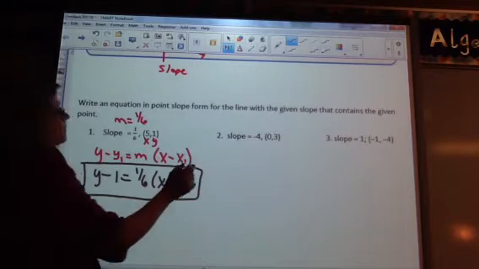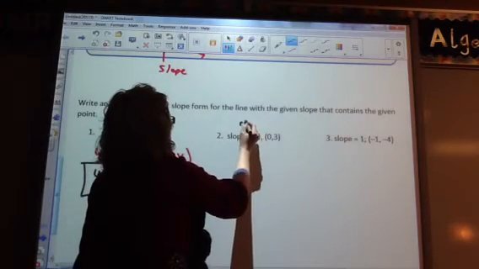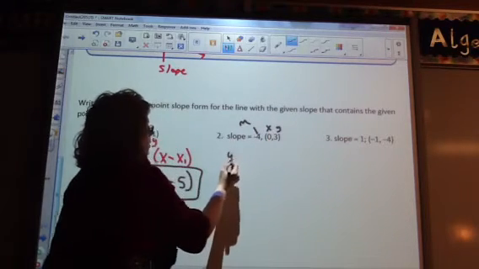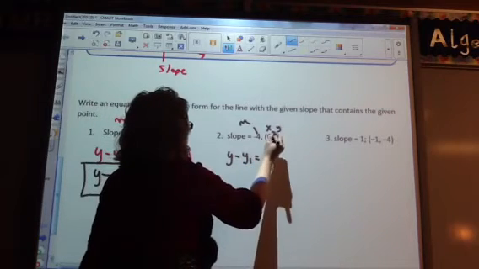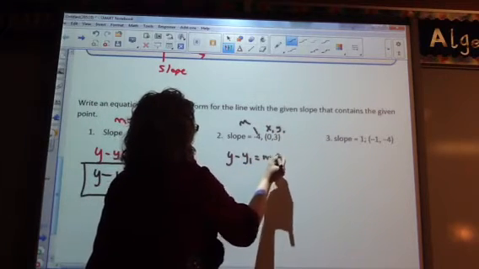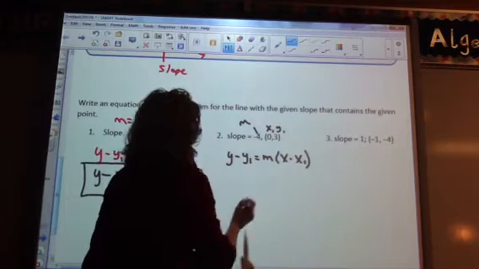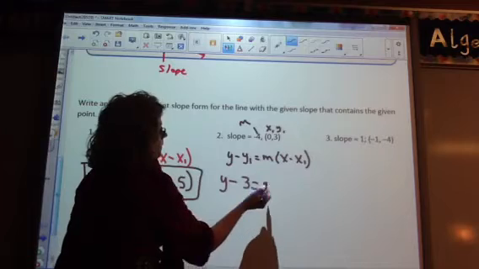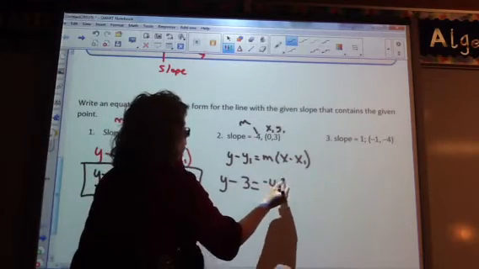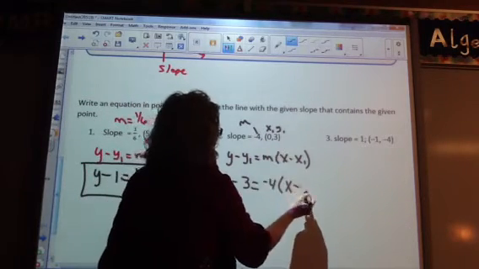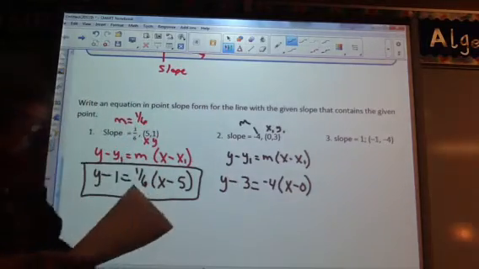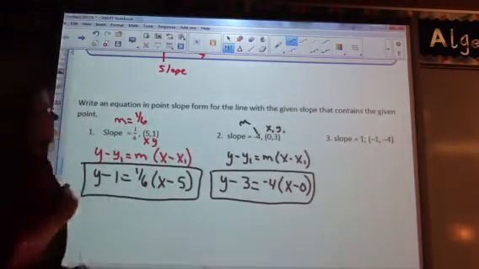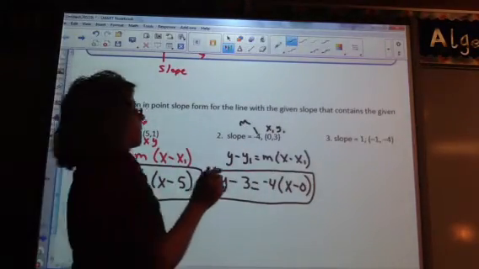Okay, let's try it again. So, -4 is our m, 0 is our x, 3 is our y. Always start with your formula. This is our first point here. Okay, so it's y minus, our y value is 3, m, our slope is -4, x minus 0. And you just put it in point slope form. Alright, let's see you do 3 on your own.